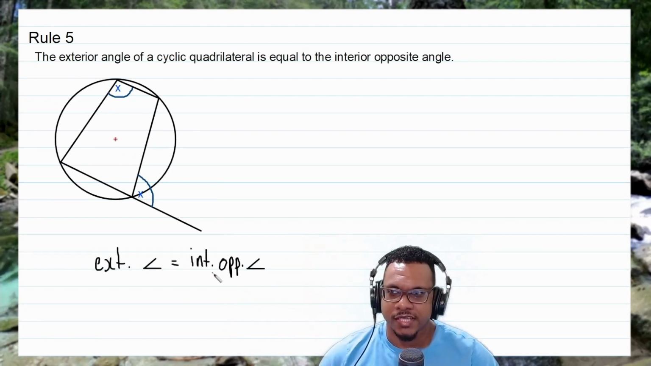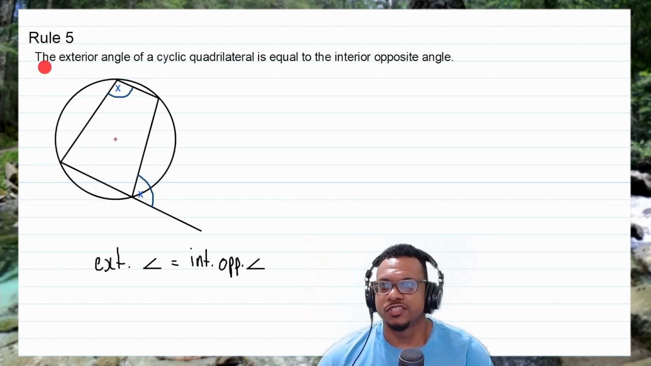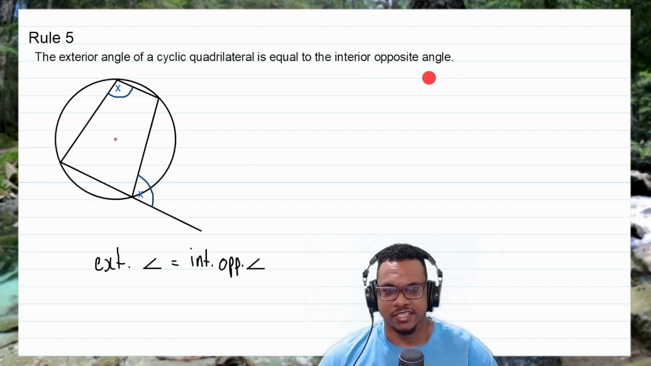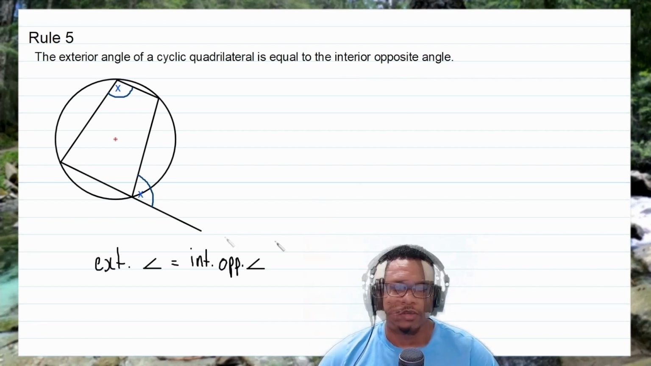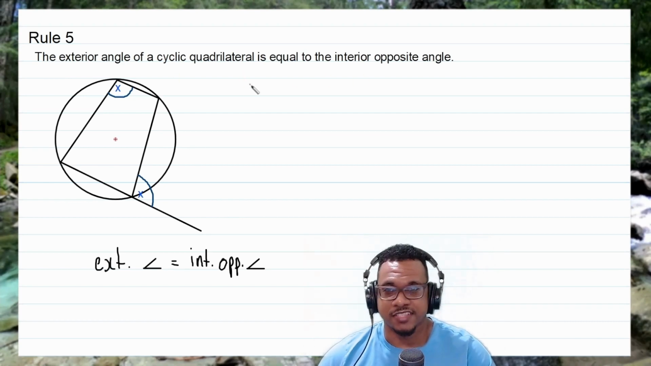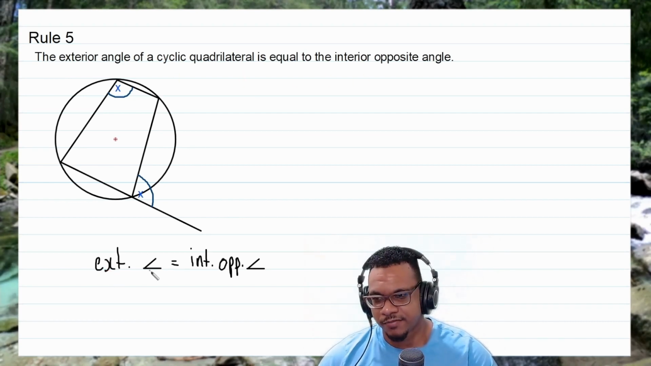Now, if we were working a question where we had to use this rule, the exterior angle of a cyclic quadrilateral is equal to the interior opposite angle, and we wanted to write the reason for our answer, we could write the condensed form of this reason as exterior angle is equal to interior opposite angle.